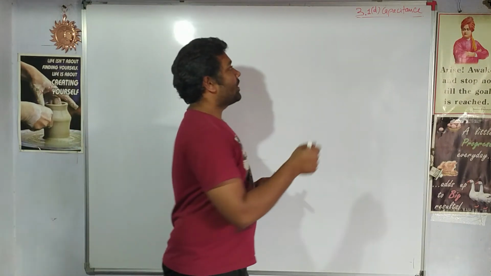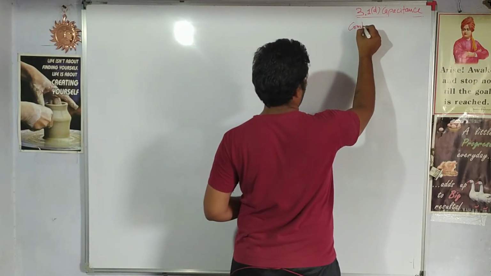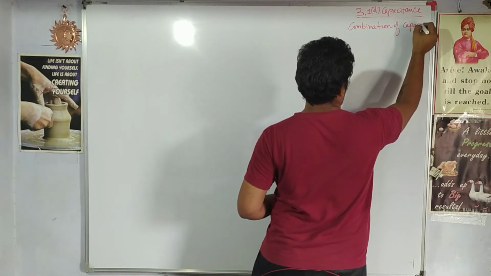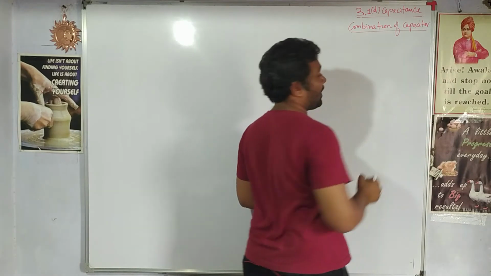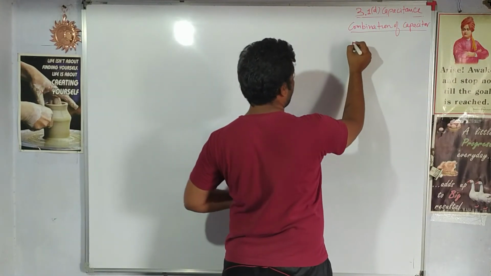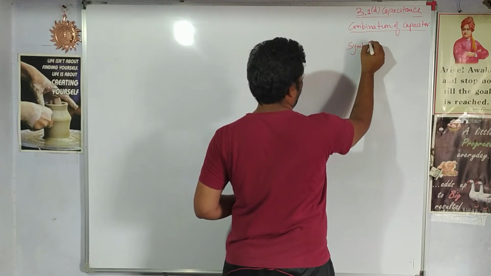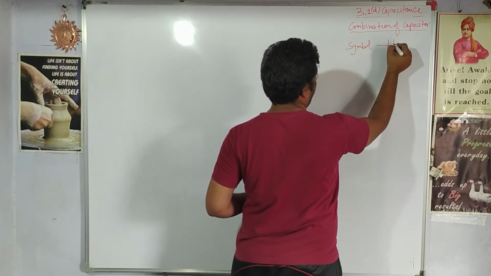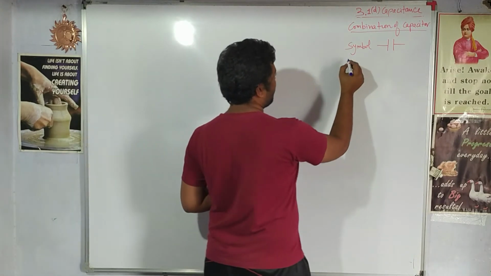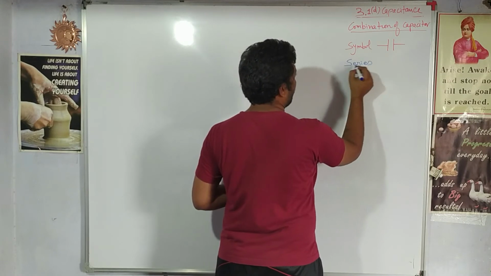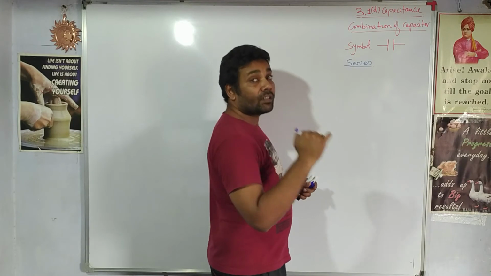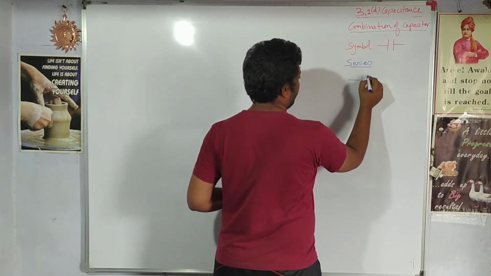Then the next topic that we have is combination of capacitors. What is combination of capacitors? Combination of capacitors means how the capacitors are connected among one another, right? The symbol of the capacitor is this. So in the combination of capacitors, first let us see the series combination. If various capacitors are connected in series, then what will be the resultant capacitance? So let us see that.